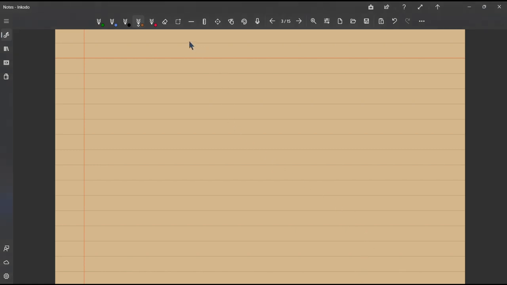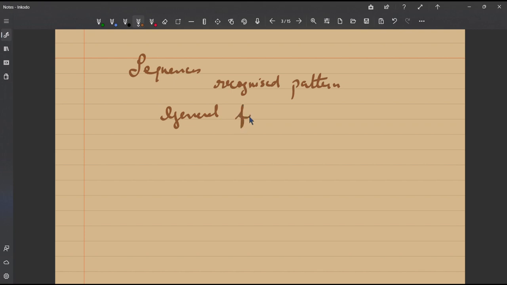Hello children, in our earlier video we looked at examples of some sequences. We also tried to recognize the pattern in the sequences. We recognized the pattern and we also coined a general form for the nth term of any sequence, isn't it? We tried to formulate a general form for the nth term.